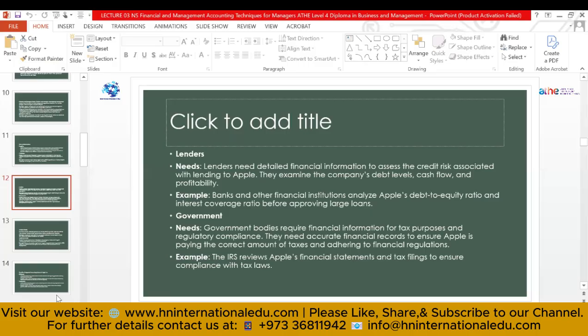Government. Now, these bodies require financial information for tax purposes and regulatory compliance, just to know whether the business is complying with all the regulations or not. They need accurate financial records to ensure Apple is paying the correct amount of taxes and adhering to the financial regulations. There are so many people who are not paying according to what they earn, doing tax evasion, not paying on time and scrambling up the money. And in the end, what happens? The FIA takes very strict actions. The IRS reviews Apple's financial statements and tax filings to ensure compliance with the tax laws. That is why these organizations, even the big or the small ones, have their personal auditors.